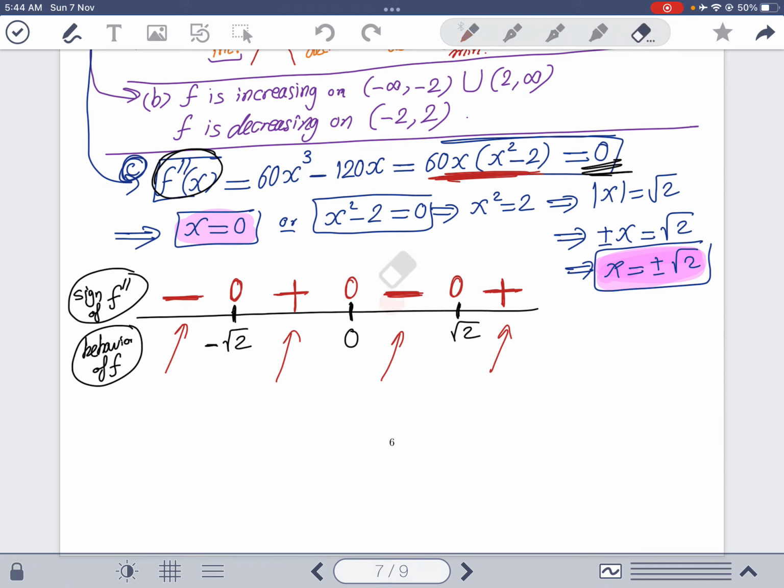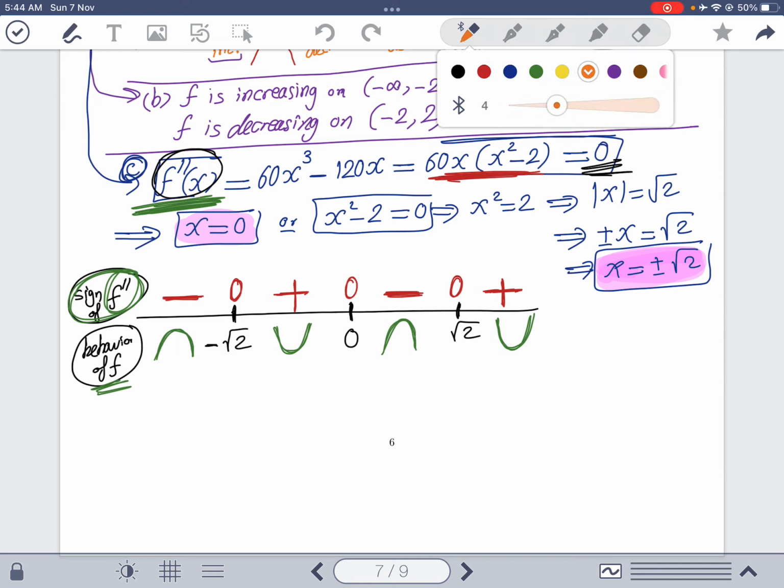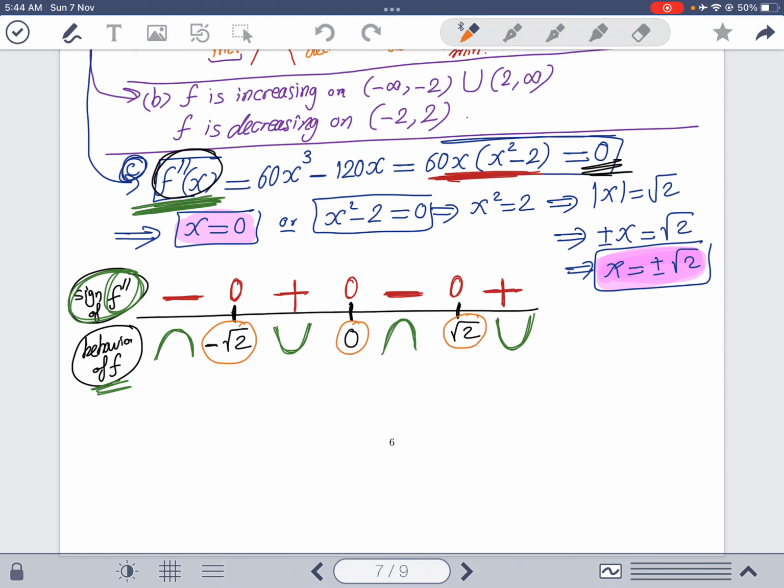Okay, perfect. So now what we will conclude from this is that when f double prime is negative, f will be concave down, and positive concave up, negative concave down, positive concave up. But remember, this is f double prime. F double prime is what controls concavity. And notice now, very nice, that all 3 points, at x equal negative radical 2, 0 and radical 2, all of them are inflection points.